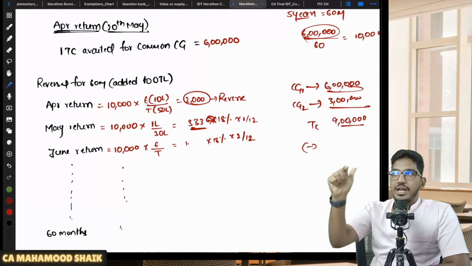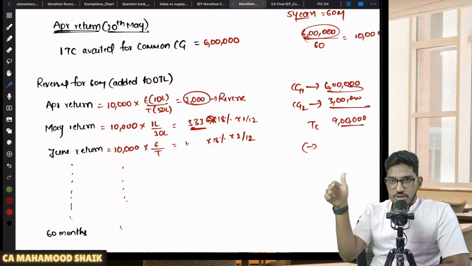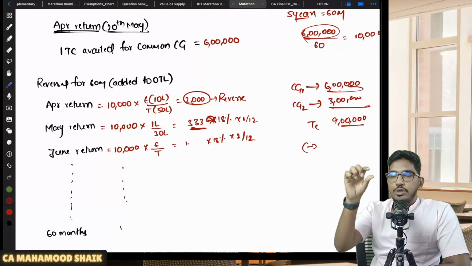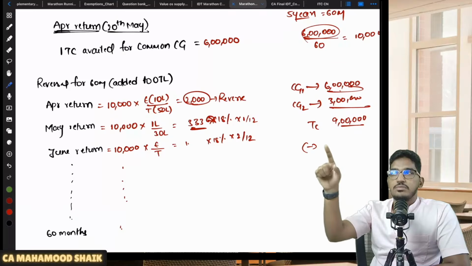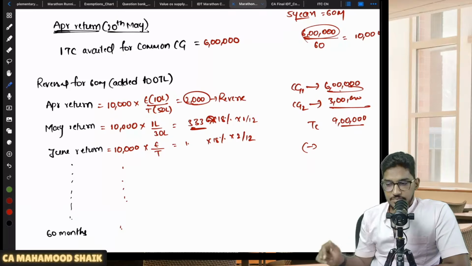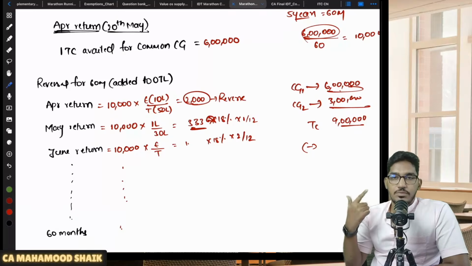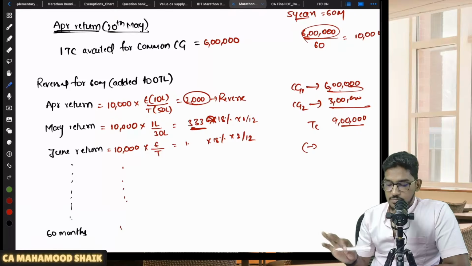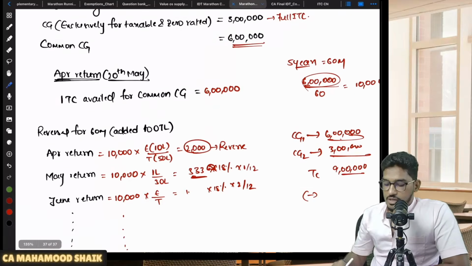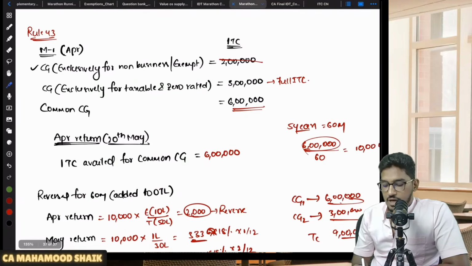Now, month on month, you calculate what the exempt turnover is and what the total turnover is. That ITC which is attributable on a monthly basis to the exempt turnover, you have to reverse it. On a monthly basis, you are required to reverse it. Just this much you will remember. So this is how you are required to do the reversal of common ITC attributable to capital goods.